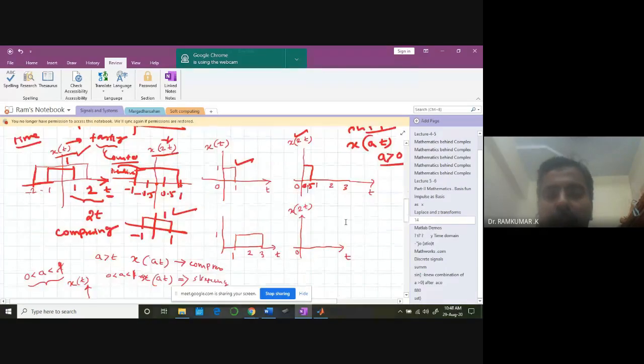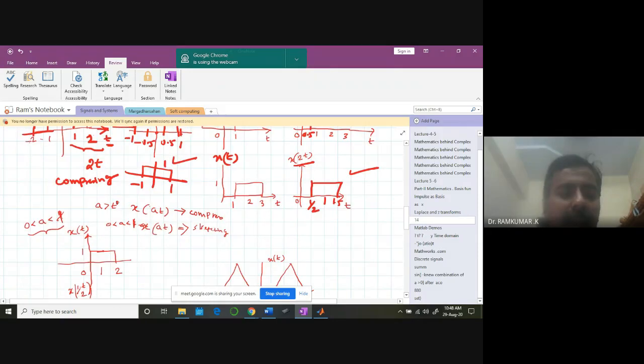This signal is x of t. What will happen when you put x of 2t? It's going to be 1 by 2. It's going to be 2 by 2, which is 1. This is 1 by 2, 1. 3 by 2 is going to be 1.5. Getting the point? So this is the kind of signal I'm talking about, 2t. So when a is greater than 1, x of at is compression. And between 0 and 1, I'm doing something called a stretching operation.